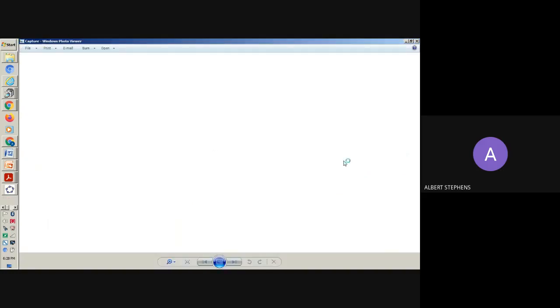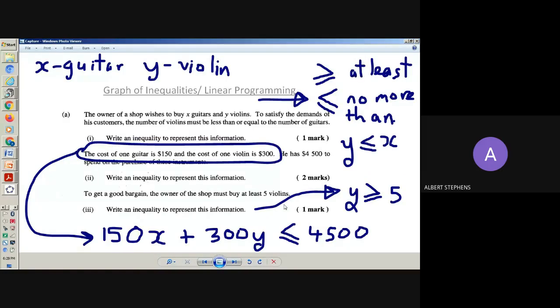All right, so this is what we had this morning, earlier on. So it's 150x plus 300y less than or equal to 4,500. Now, guys, you recognize that these numbers are very big, aren't you? Yes.